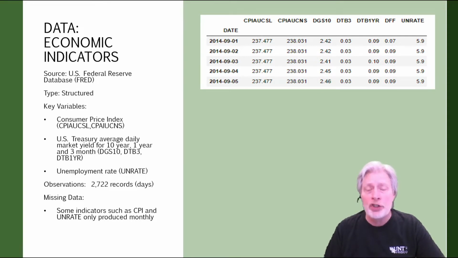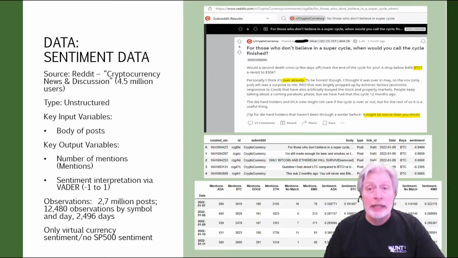and non-seasonal consumer price index, the U.S. Treasury average daily market yield for 10-year, 1-year, and 3-month instruments, and also unemployment rate. There was no real missing data. However, some indicators are only produced monthly, so those were forward filled from the first to the end of the month. The third source, and the most interesting and challenging, was sentiment data.